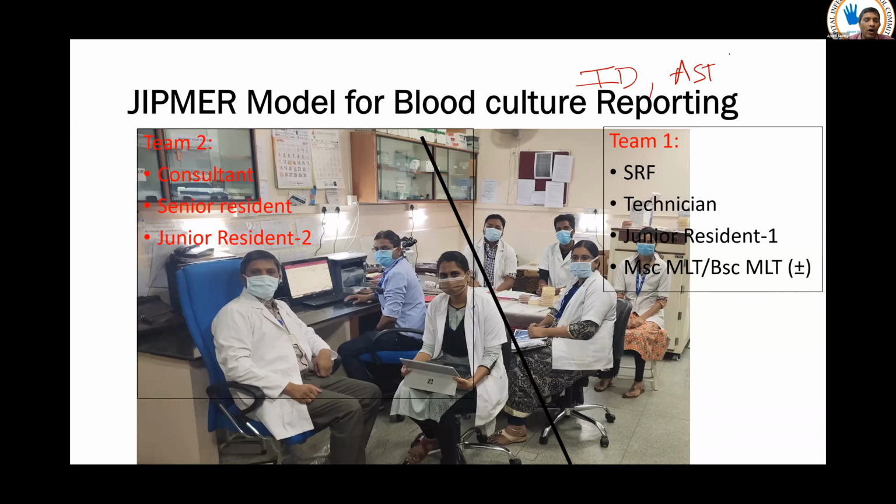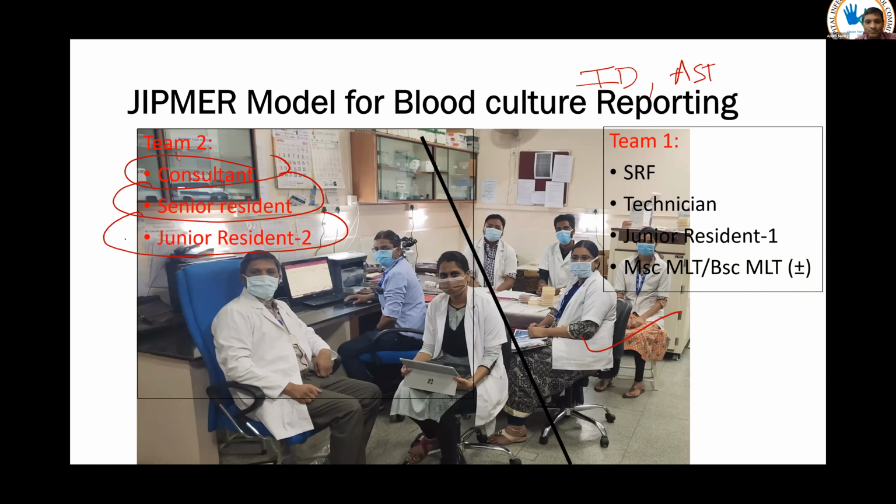Then team two comprises myself, then Ketan, and if one more junior resident is there, then usually one junior resident will be posted. If one is posted, he will be included in team one. If two are posted, then the second one will be included under team two.